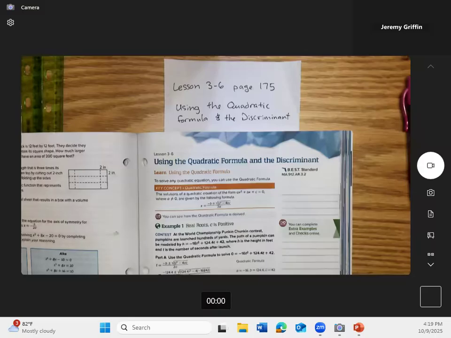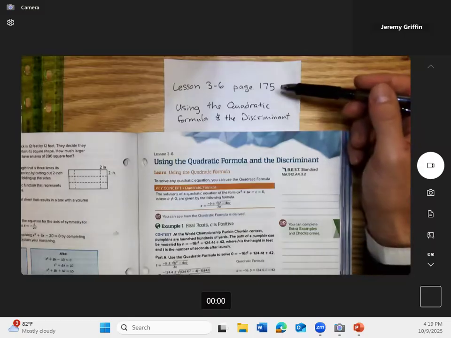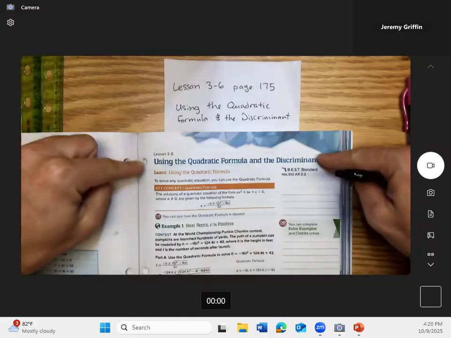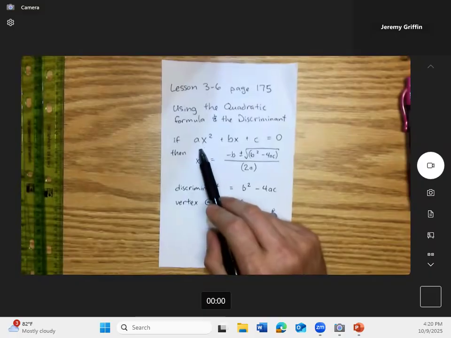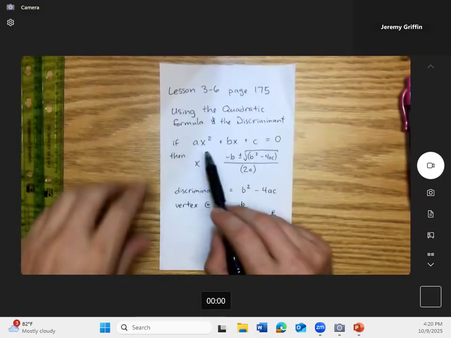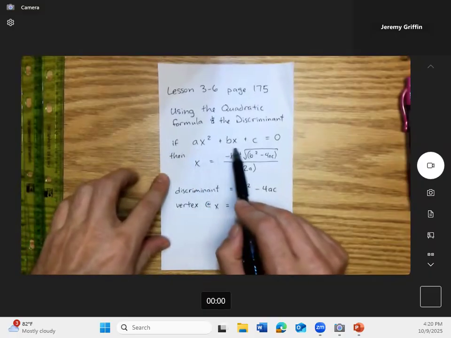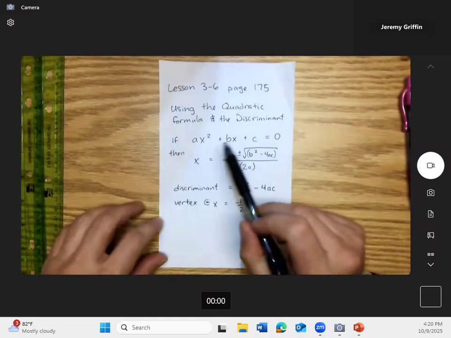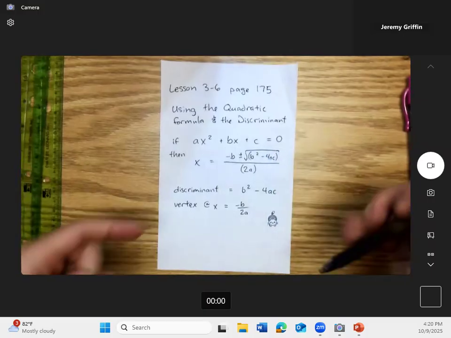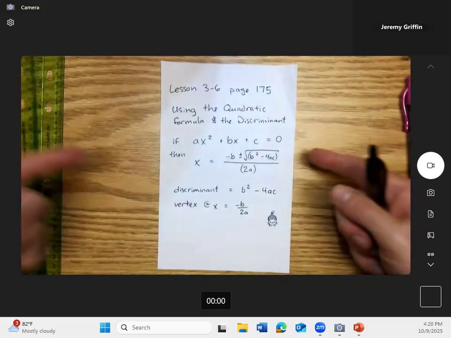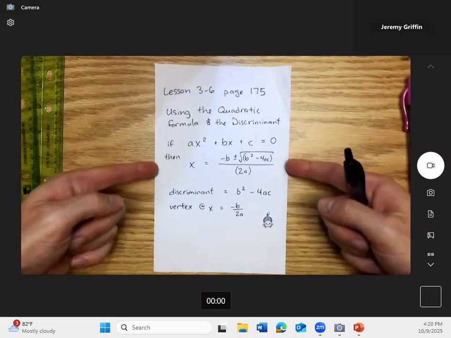Lesson 3.6 on page 175, using the quadratic formula and the discriminant. So we're still on parabolas and quadratic equations, which could take the form ax squared plus bx plus c equals 0. You're trying to solve for x. You've got x squared here, x here, and maybe a constant thrown in the mix. Now, all along this entire module, you actually could have always used this to solve it.